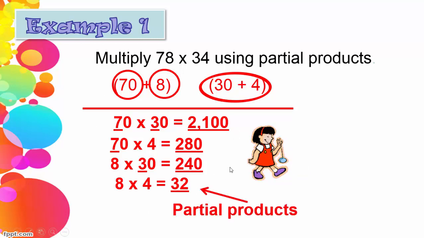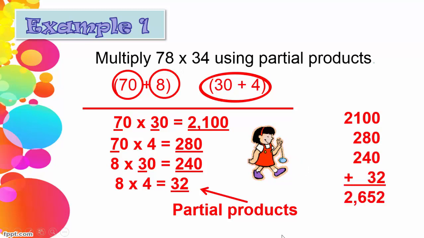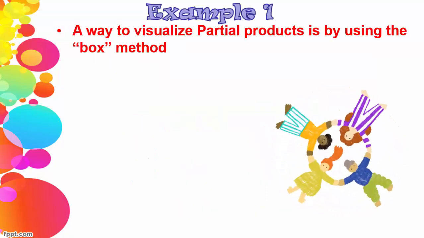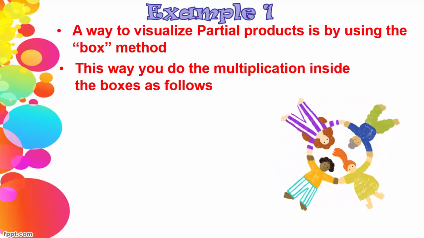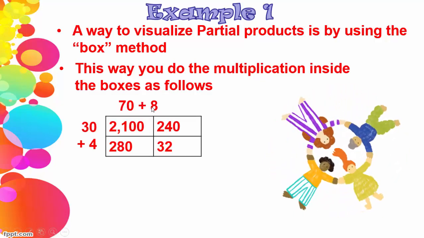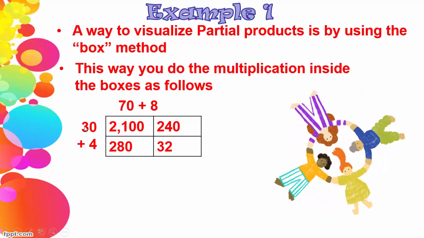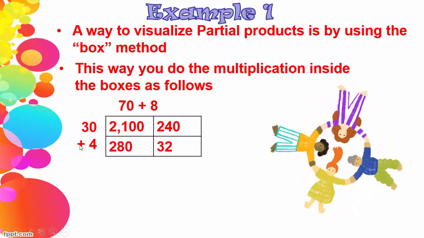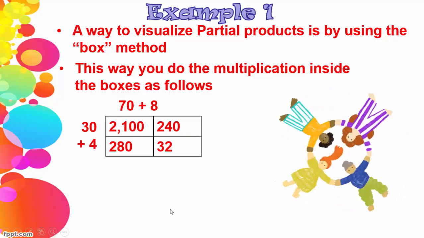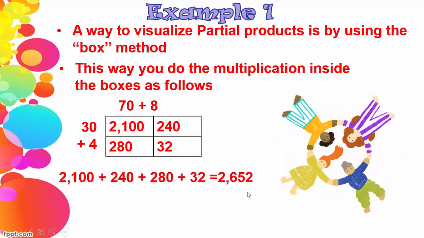These things are called the partial products, so we added together the partial products, and we get 2,652. This is our final answer. A way to visualize partial products is by using the box method. This way you can do multiplication inside the boxes as follows. 70 plus 8, 30 plus 4, and then we multiply 30 times 70, 30 times 8, 4 times 70, 4 times 8, and we add them up in a similar fashion.